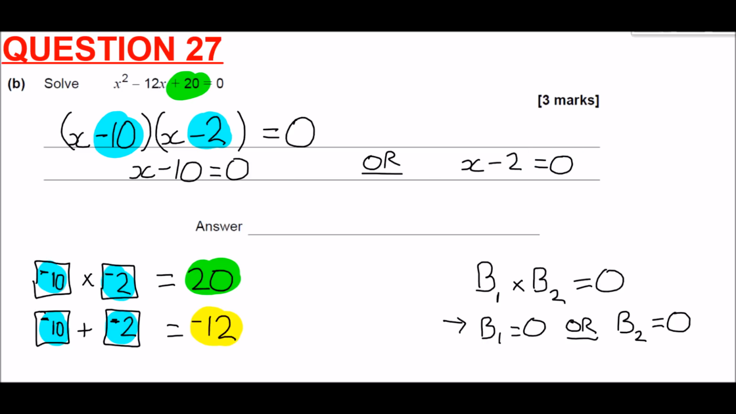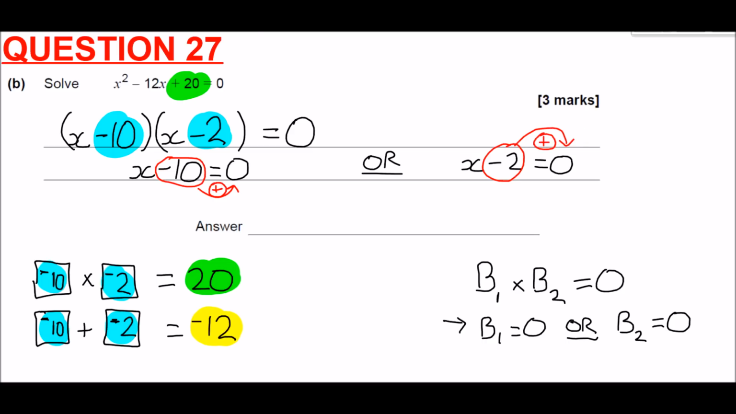So these are now just one-step equations. We want to have x on its own. So we want to get rid of that minus 10, swap it to the other side, and swap its sign to a plus. Same deal for this minus 2. Swap side, swap sign to a plus.